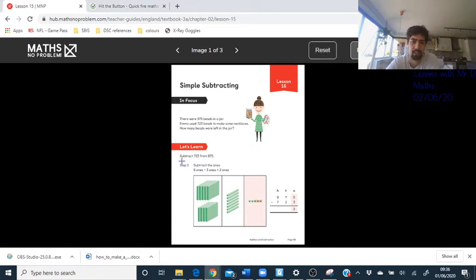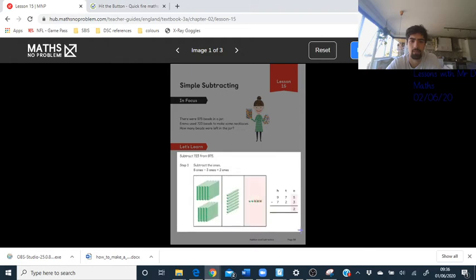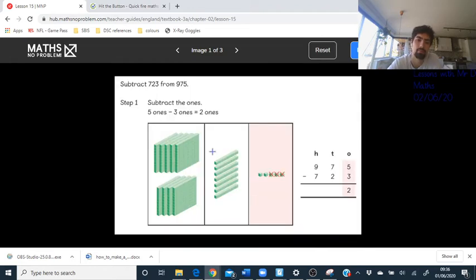Super. We've seen this with our adding, but because we're not adding anything, we're taking away. We don't need two sets of beans. We just need to make our number that we're subtracting from, the 975. 1, 2, 3, 4, 5, 6, 7, 8, 9. 1, 2, 5, 6, 7, and 5. 1, 2, 3, 4, 5. We just need to take away from here.